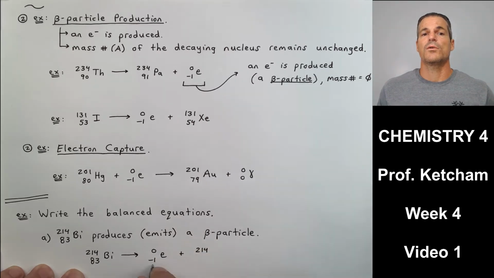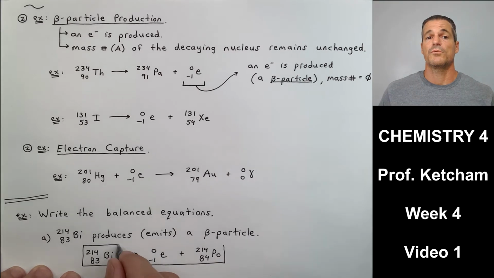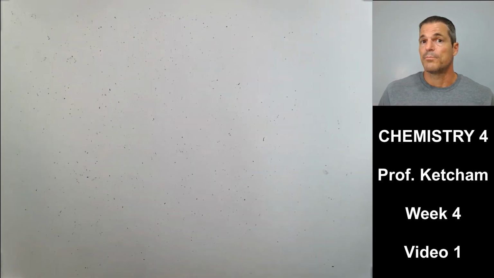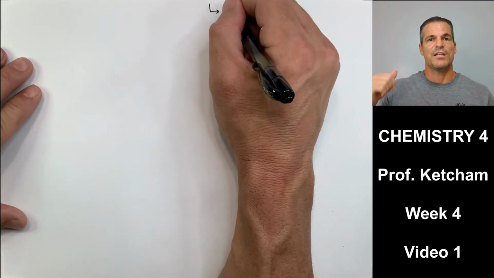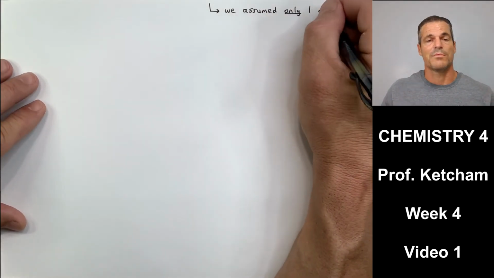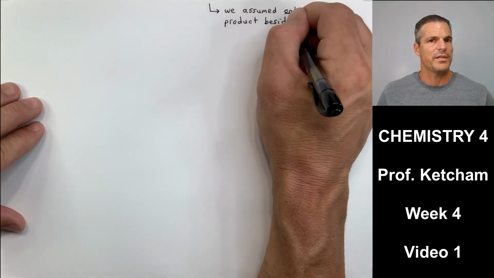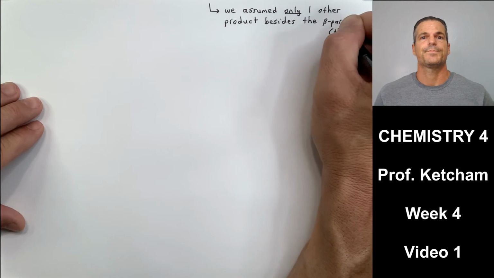Bismuth-214 produces or emits a beta particle. So you simply write bismuth-214 as your reactant. You write an electron as a product, and then you realize, well, what's left? Because the A's on the left have to equal the A's on the right, and the Z's on the left have to equal the Z's on the right. I've lost the screen now, but I believe it was Po, right? Polonium is your other product besides the electron.